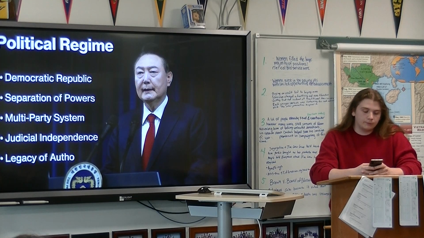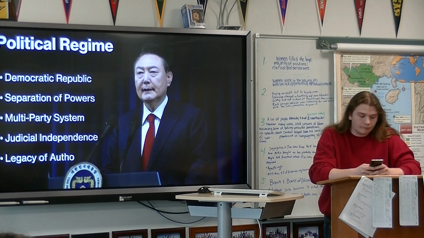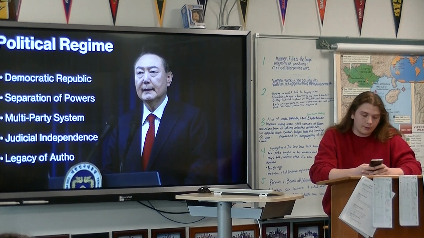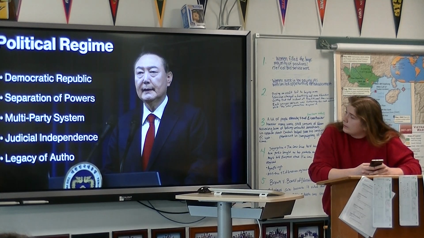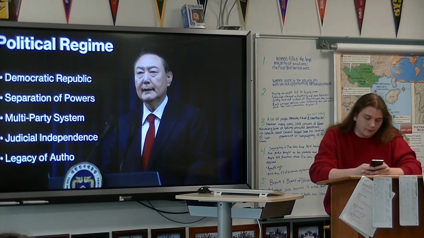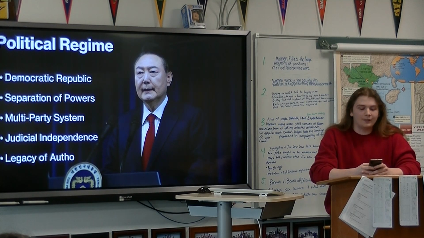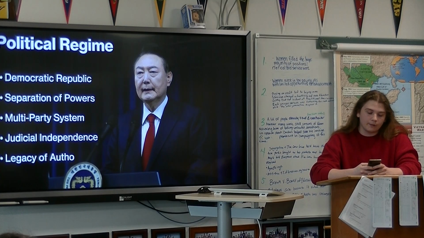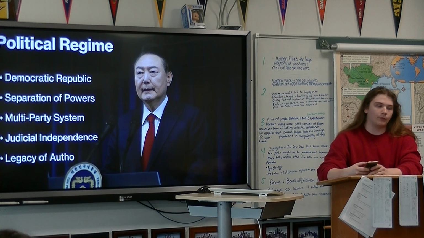They have judicial independence. The judiciary, including the Constitutional Court, acts independently of the government. They have a legacy of authoritarianism. South Korea has made a transition from being a military regime and an authoritarian state multiple times between the 60s and 80s to a democratic state, which has led to a civil society that's strong and politically active.